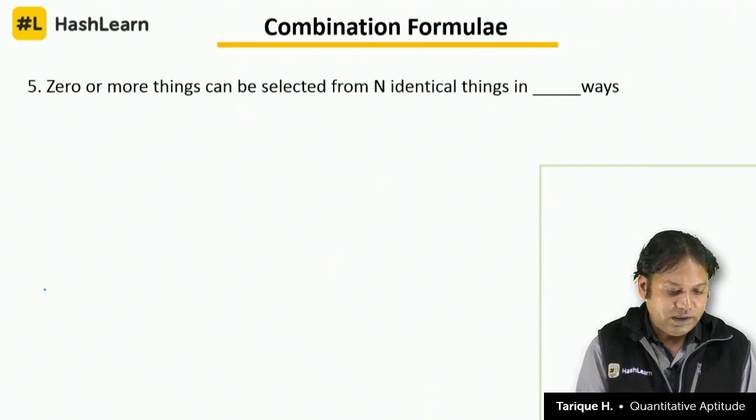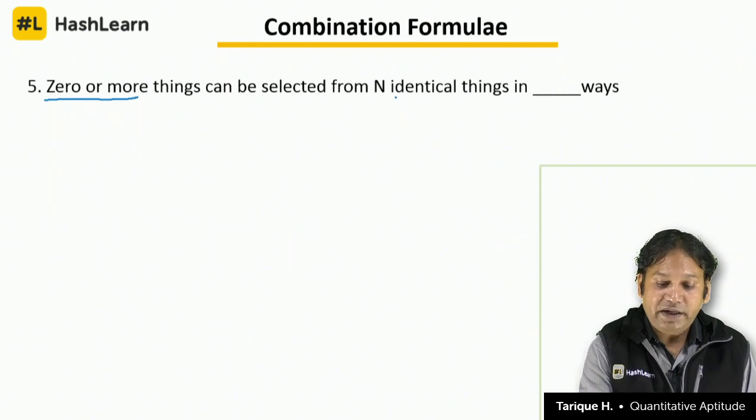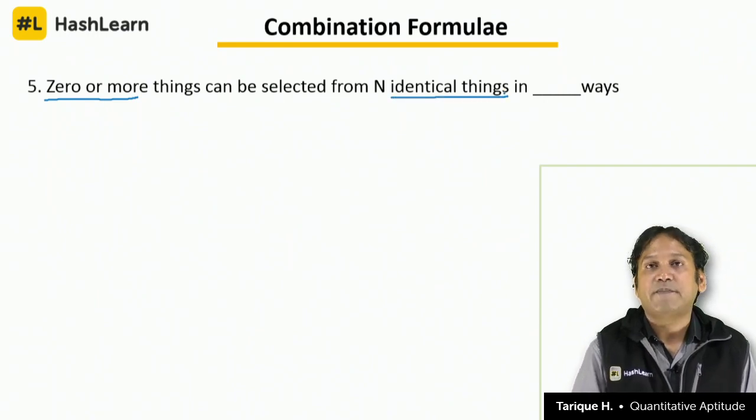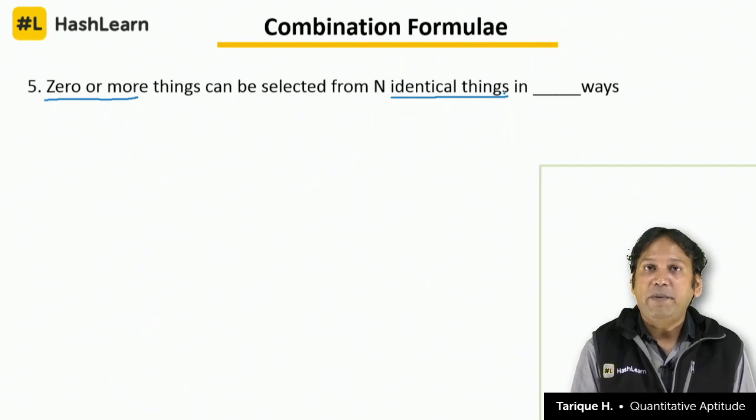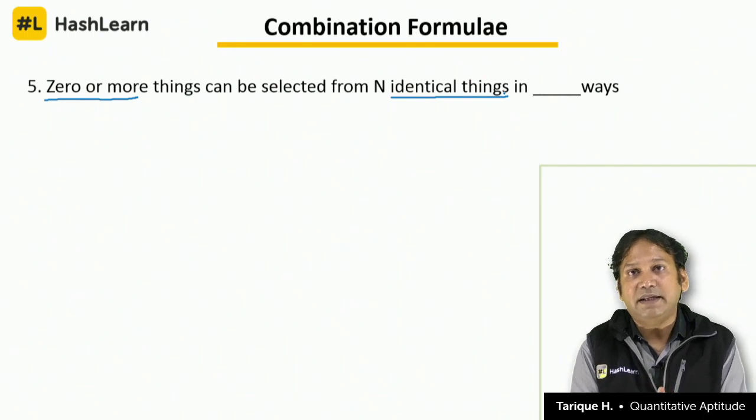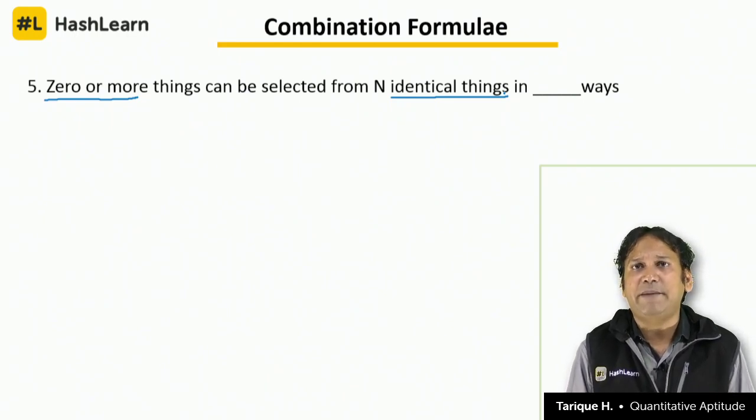0 or more things can be selected from n identical things in how many ways? Now we have seen that when you select r things from n identical things, there is only one way, because the things are identical, there is no choice. Whichever two, for example of the Minto Fresh, 2 Minto Fresh I had to select, whichever I select the result will be same.